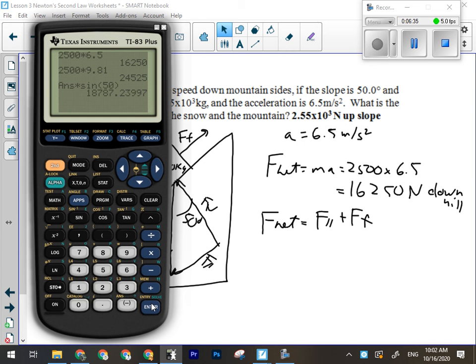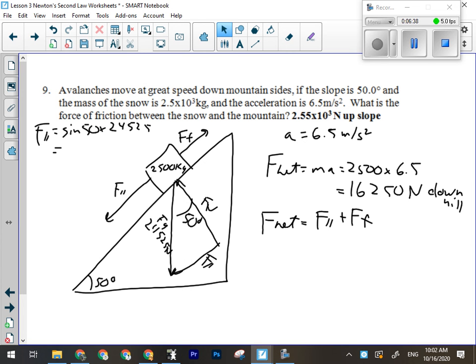Okay, so we're looking at 18,787 newtons. Obviously, I'll keep all my decimals for any other operations that I'm going to do here. All right, so now I know F parallel, and I know F net, so I can use the vector sum of all forces in order to find the force I don't have, which is the force of friction. So I'm going to isolate the force of friction by subtracting F parallel over to the other side, like so. Okay, everybody with me on that one?